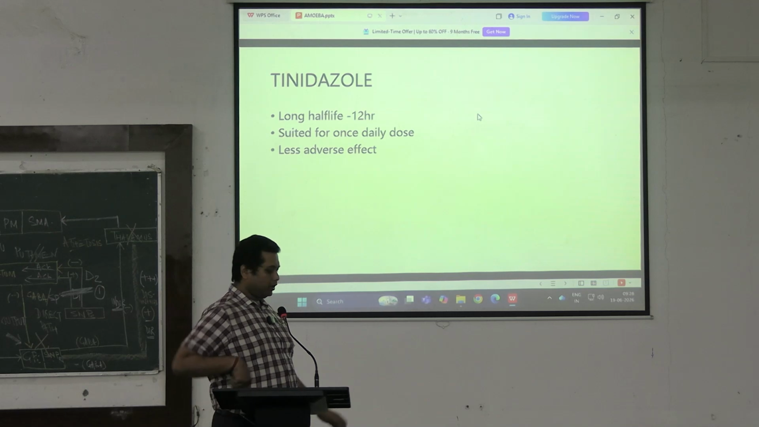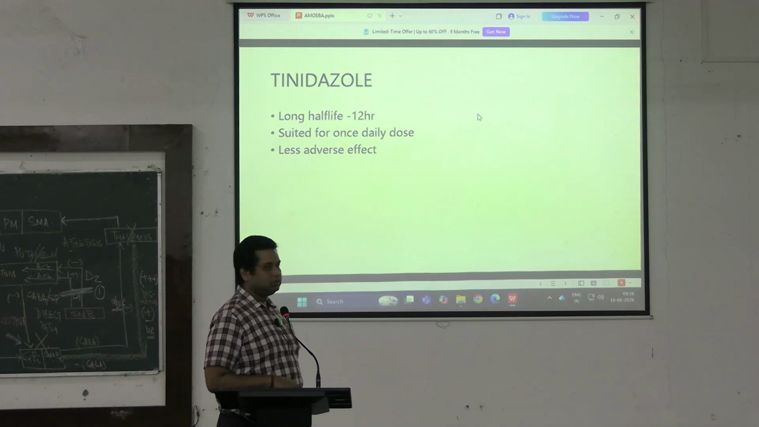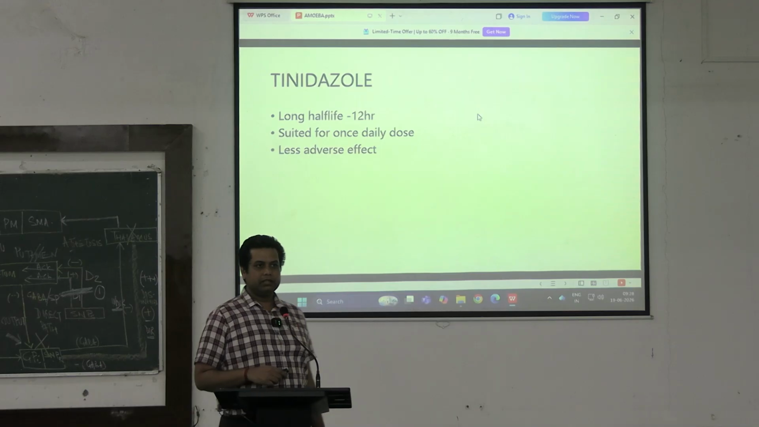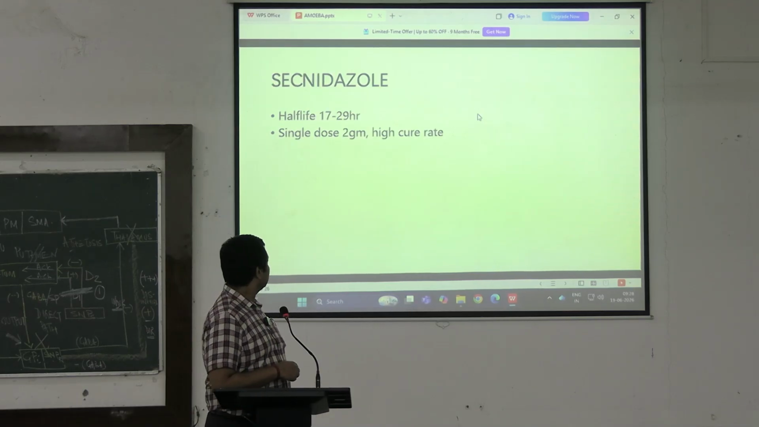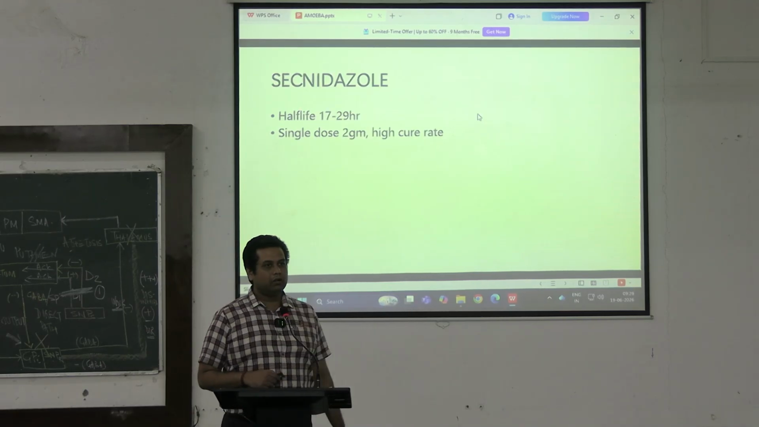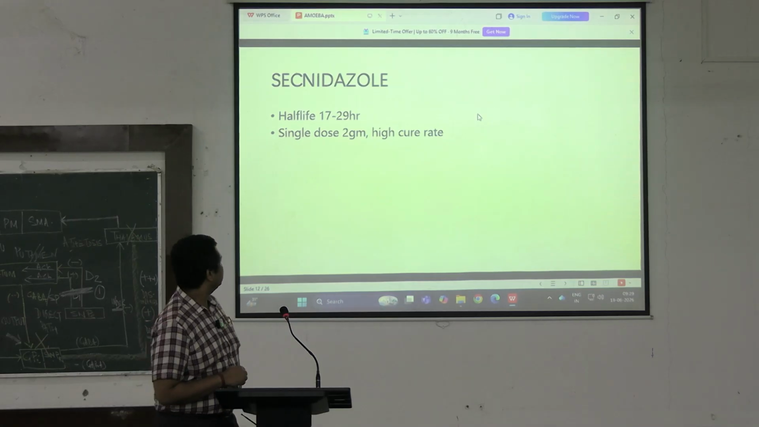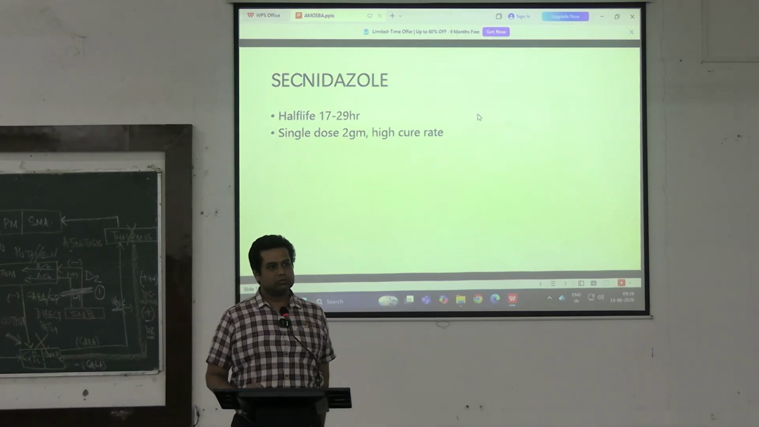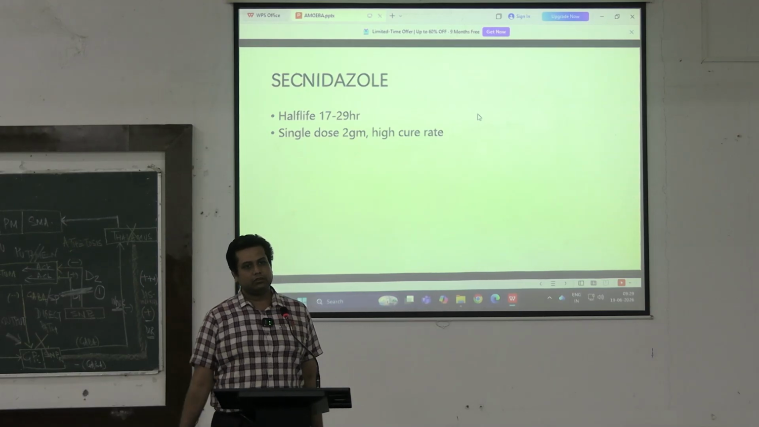It is suited for once daily dose, so there are fewer adverse effects. The metallic taste is less with tinidazole. Secnidazole has an even longer half life, 2 gram single dose, only one dose. That is the advantage of secnidazole.